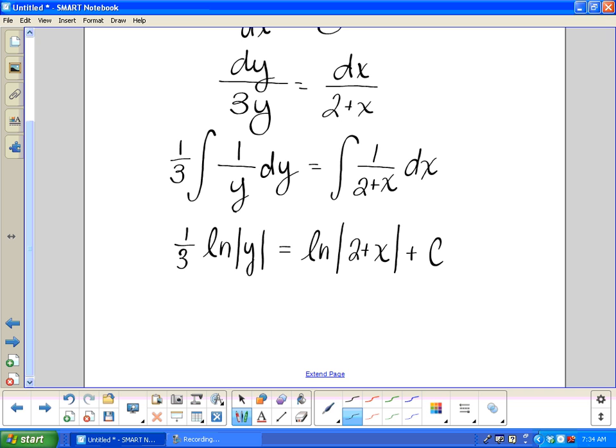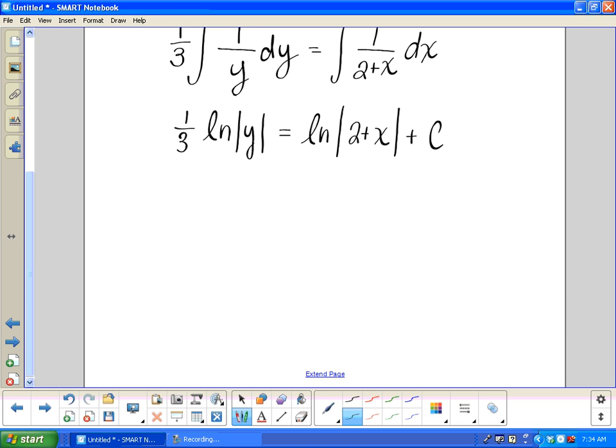Sorry, my e base, not power. So I want to raise both sides to the e, or put the base on them. You know what I'm talking about. I'm also going to take this 1/3 so I don't have to deal with it, and make it an exponent on y. So to get rid of this ln, I'm going to do e to the ln of the absolute value of y to the 1/3 power. And on this side, I'm going to do e to the ln of the absolute value of 2 plus x plus c.